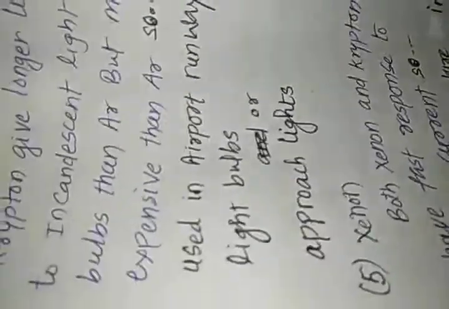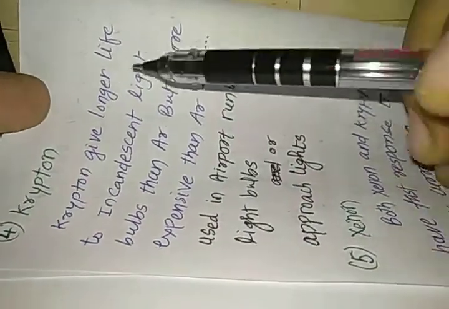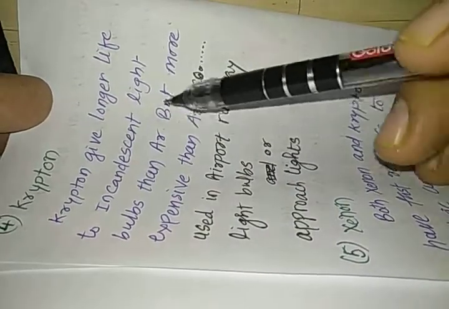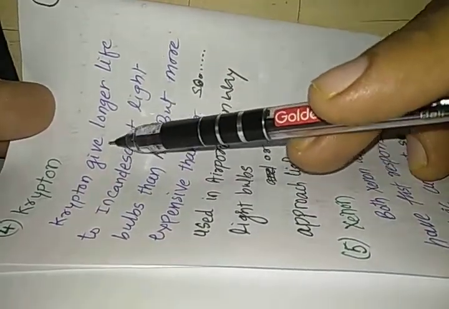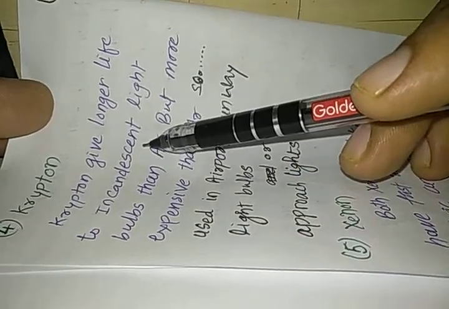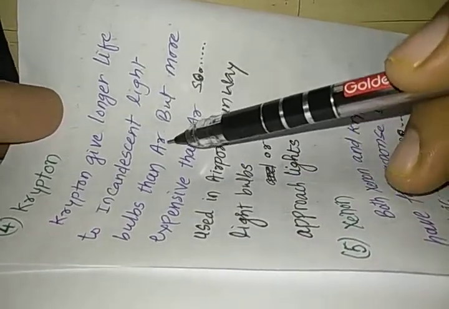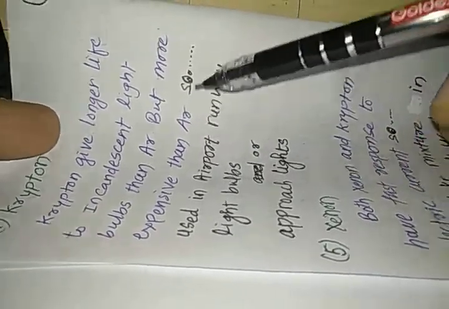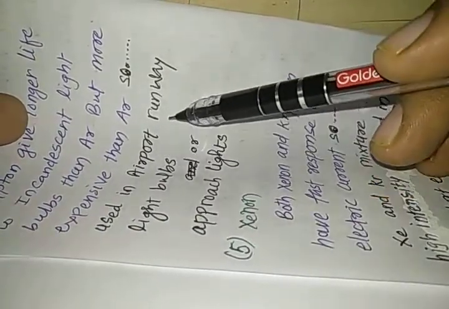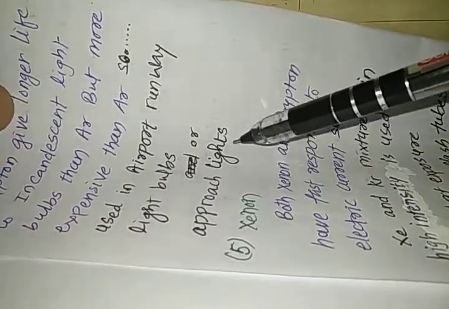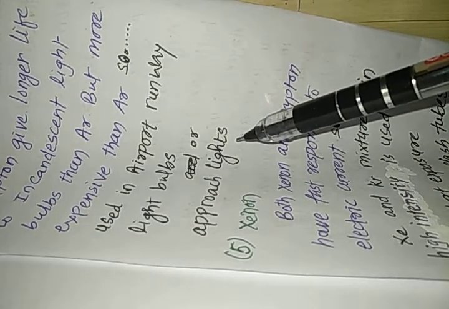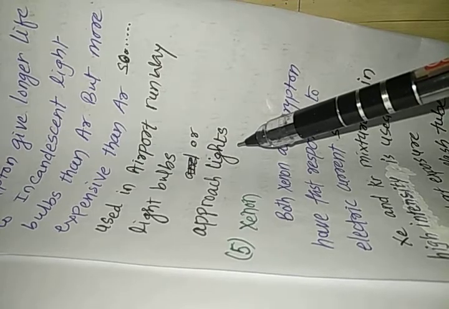Now we are going to study the uses of krypton. Please remember, my dear students, that krypton and xenon are generally used to produce a variety of bulbs. Let us study them. Krypton gives longer life to incandescent light bulbs than argon, but krypton is more expensive than argon, and that is why krypton is used in airport runway light bulbs or in the approach lights where the plane actually starts to land on the airport, and that particular road has some lights. These light bulbs are prepared from krypton.